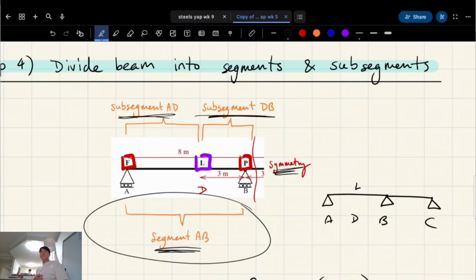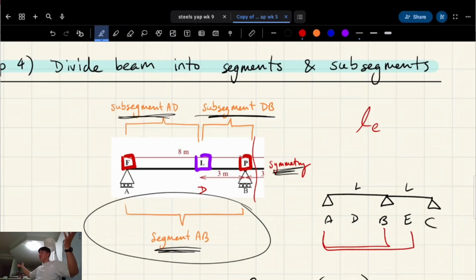Why don't we have to do A to E? If this was another lateral restraint, because these are restrained already. You have to think about the function of why we're doing this. It's because we want to find effective length. So there's no meaningful physical thing behind finding AE, because it has nothing to do with your effective length. Because we think about what the length of buckling is.